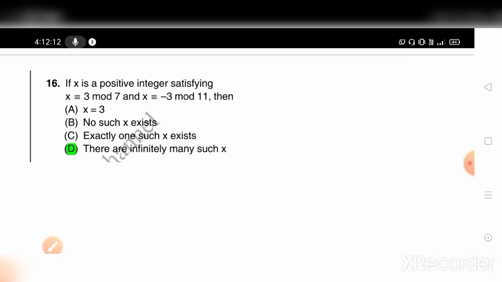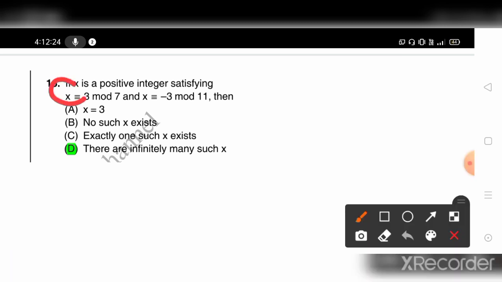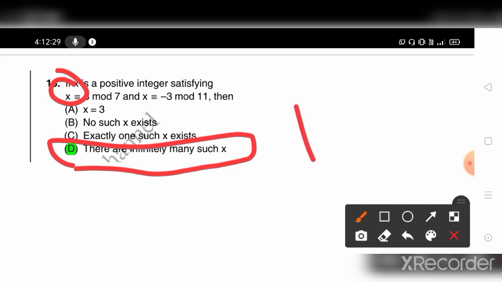If X is a positive integer satisfying X congruent to 3 modulo 7 and X congruent to minus 3 modulo 11, then find such X. There exist infinitely many such X. This is for homework.